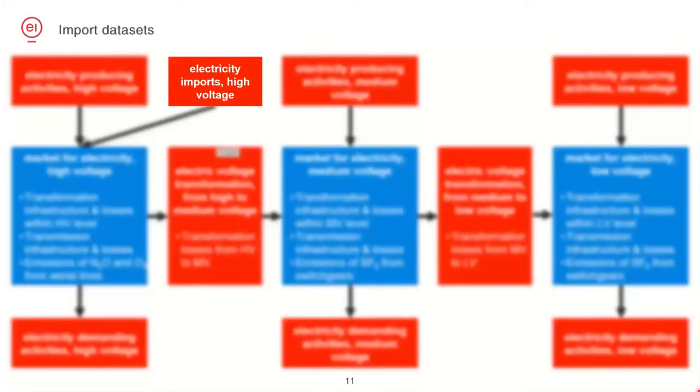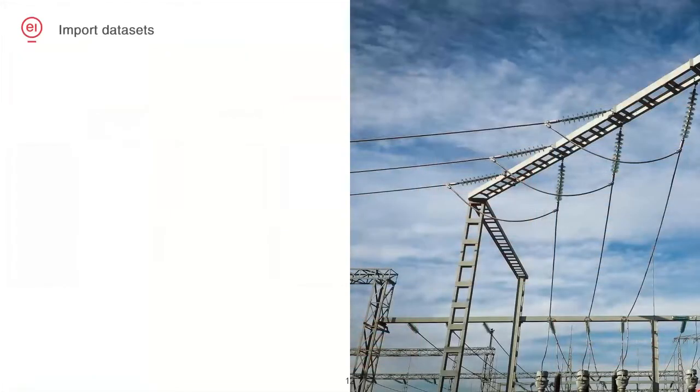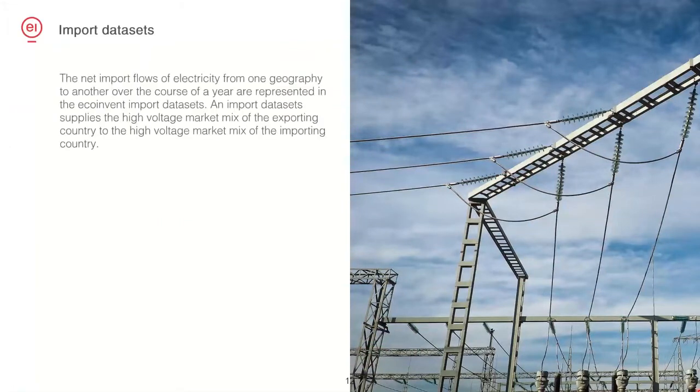And next, there are the electricity imports that occur on the high voltage level. So imports are represented as a net flow from one geography to another. So even if there is a bidirectional flow of electricity, only the resulting net flow is represented. We do not model exports explicitly, but only imports. So the imports are only present on the high voltage level, and they themselves do not contain any losses. They only serve the purpose of linking different electricity markets to each other.